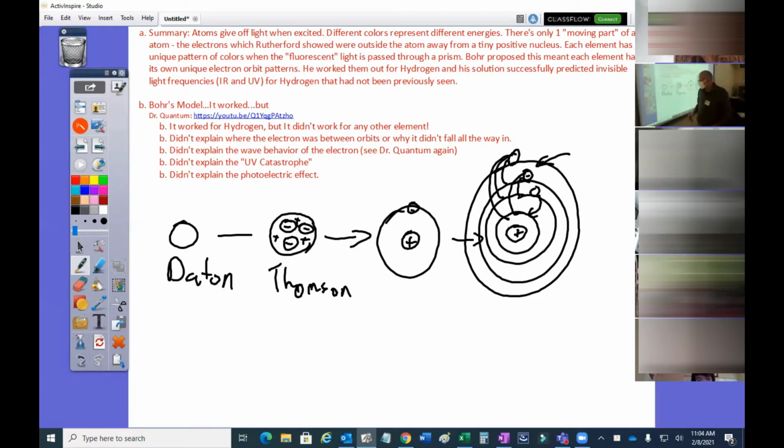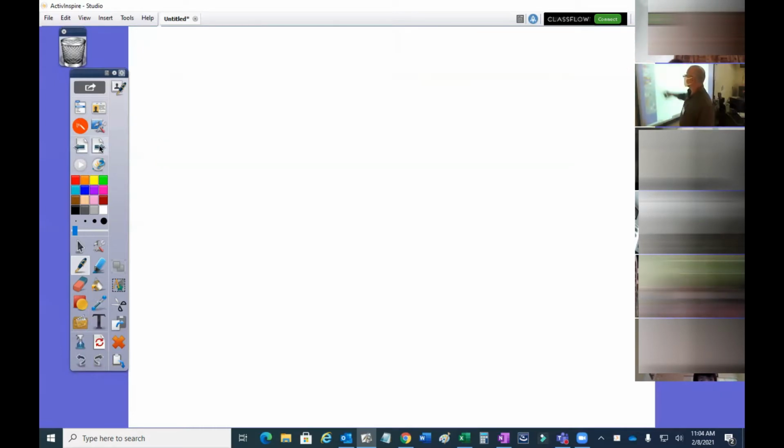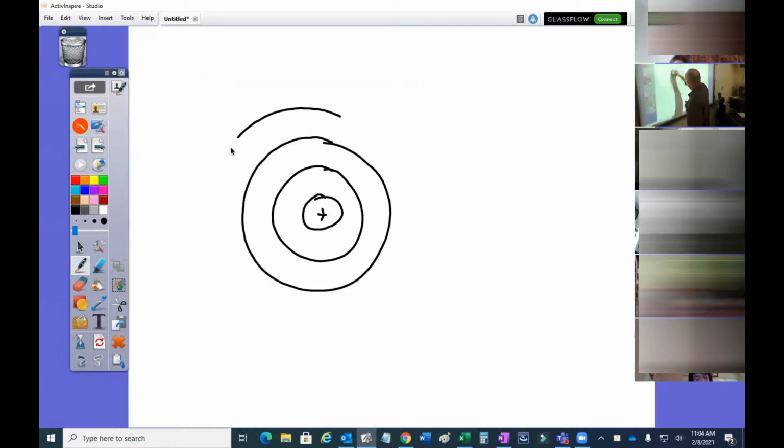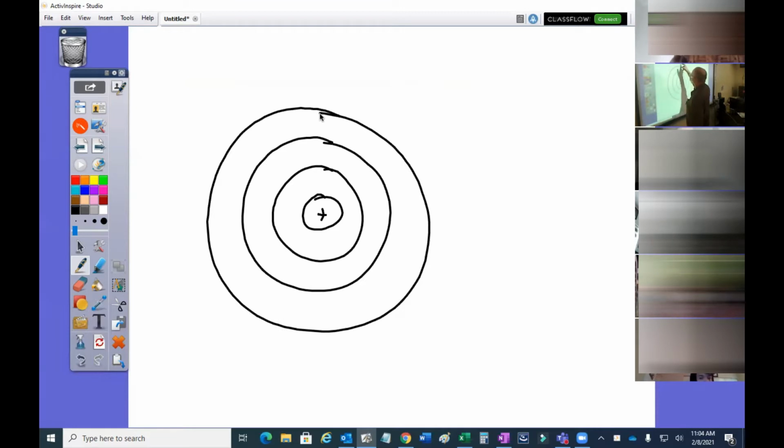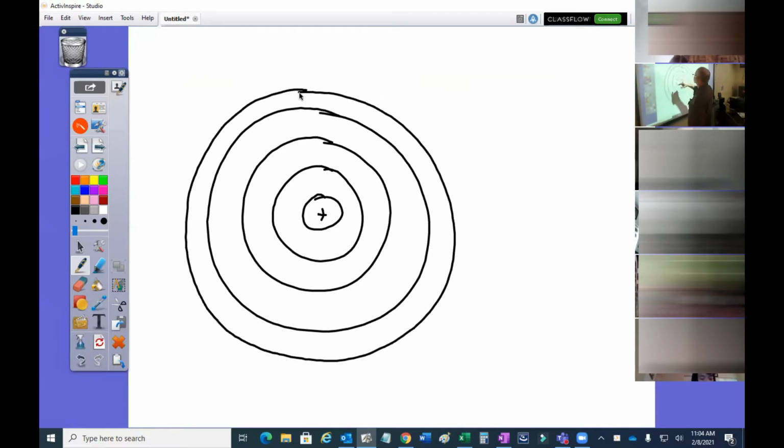Now, I'm going to bring up a couple more things about Bohr's model of the atom. Not only does Bohr's model of the atom explain where light comes from, and I'm going to say this very clearly, the ultraviolet will be the one with the most energy, and then the infrared will be the one with the least energy.